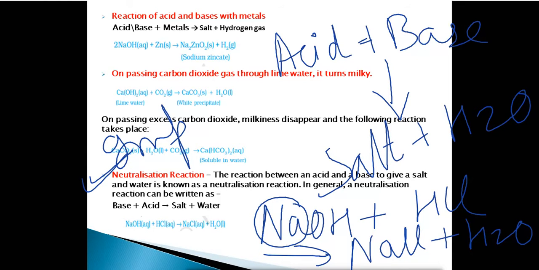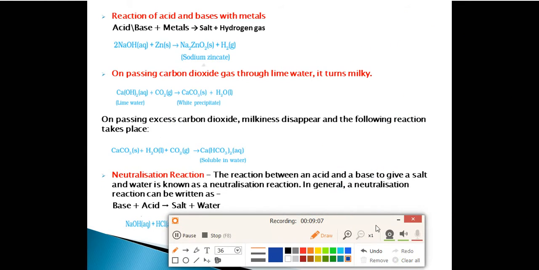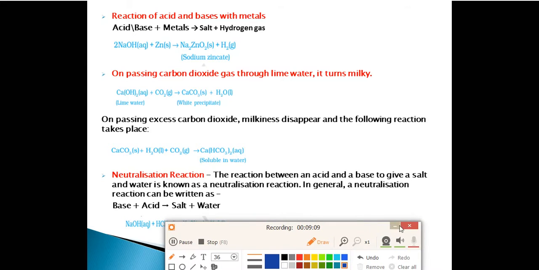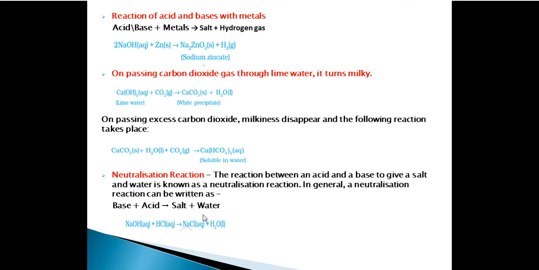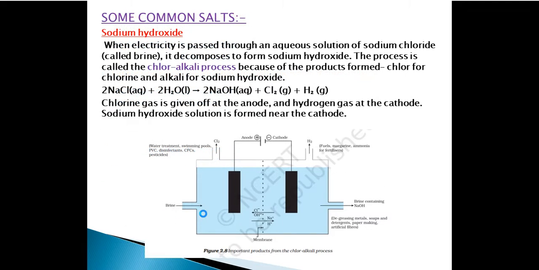So a neutralization reaction is one in which an acid reacts with a base and gives us salt and water. This question can come for 1 or 2 marks. In that you can get: what is a neutralization reaction? Give one example. So you can write the definition: the reaction in which an acid reacts with a base to give us salt and water is called a neutralization reaction. And in the example you can give NaOH plus HCl gives NaCl plus H2O.